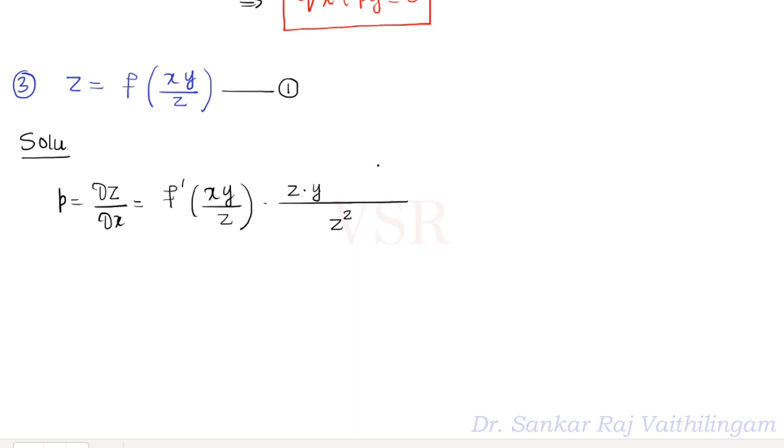Okay, and minus இப்போ XY வச்சுக்கிறேன், இதை differentiate பண்றீங்க, X பொறுத்து. அப்போ I call this ∂Z/∂X. So this is equal to F dash of XY by Z into ZY minus XYP divided by Z square. Okay, so this is my P.